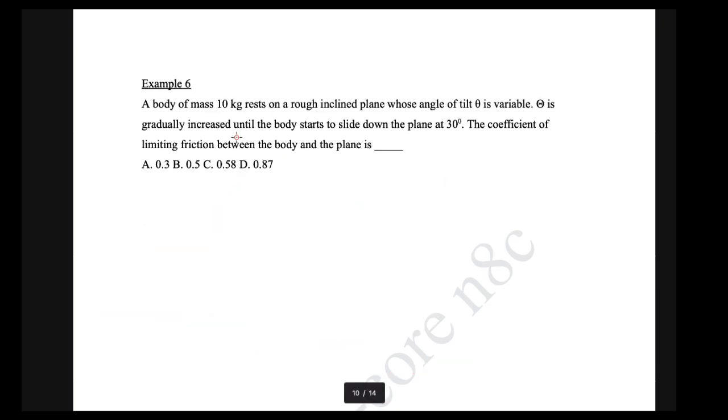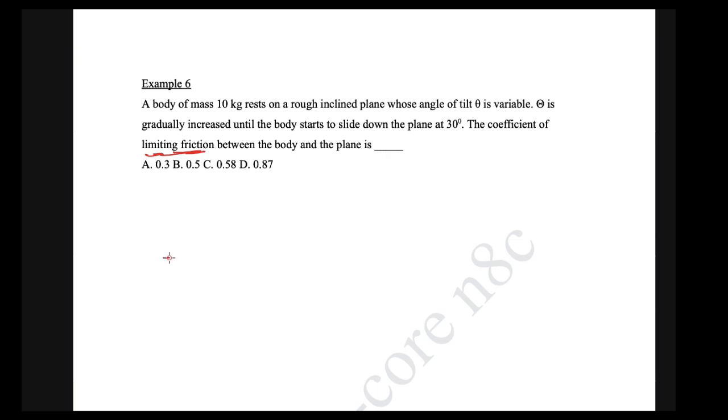Next problem. A body of mass 10 kg rests on a rough plane whose angle of tilt theta is variable. Theta is gradually increased until the body starts to slide down at 30 degrees. Coefficient of limiting friction, right? So look at the words limiting friction. Limiting friction is equivalent to static friction. So in a way, we are looking for the coefficient of static friction, right? I believe this is practically the same thing as what we did in the last question. It's just fashioned another way.